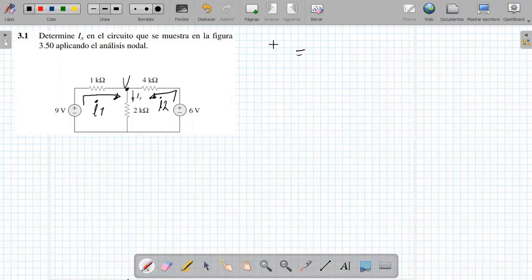On one side of the equal sign go the currents that enter, and those that leave go to the other side. So I know that what comes in at that point is I1 plus I2, and the Ix comes out.